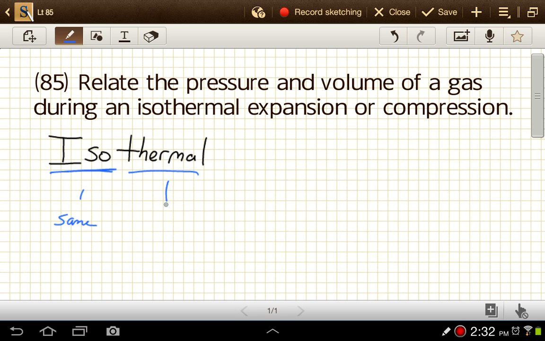Thermal here refers to the temperature. So as our gas expands or contracts, its temperature stays the same. Now, if you've ever done something like pumping up a bike tire, you know that as you compress a gas, it gets warmer. You feel some heat there.